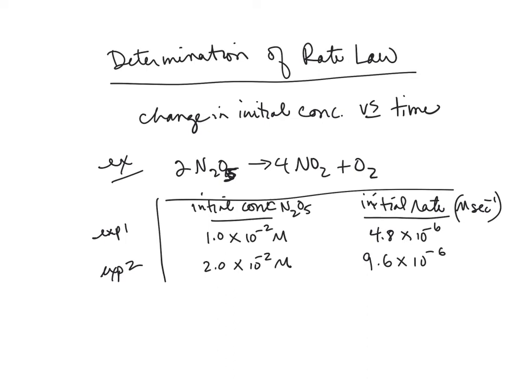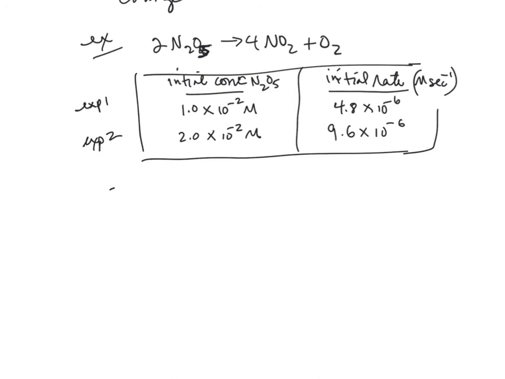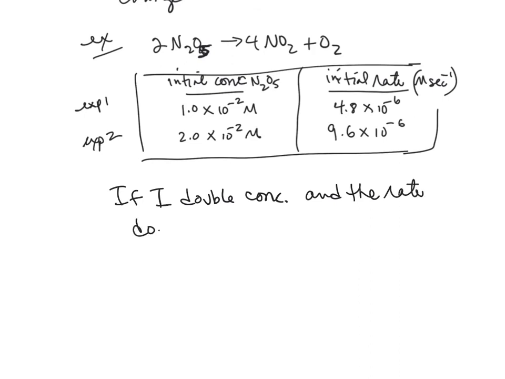All right, so what do we see here? If you double the concentration, the rate of the reaction doubles, right? You go from 4.8 to 9.6. That's not always the case, but that's the case for this reaction. So if I double the concentration and the rate doubles, which is what we see here, then M is equal to 1. And that is first order.